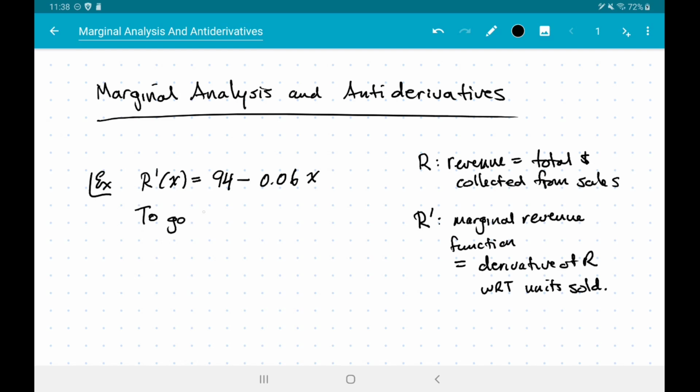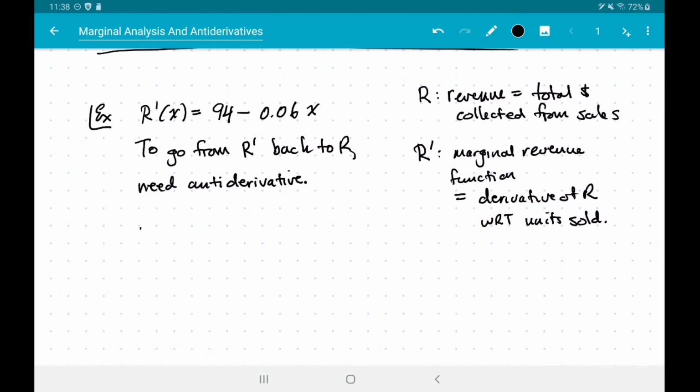Okay, well, what we need is to go from R prime back to R. So to go from R prime back to R, we need an antiderivative. I'll use indefinite integral notation. So big R of x should be the indefinite integral of R prime, and we're going to take the integral with respect to x because that's our independent variable.